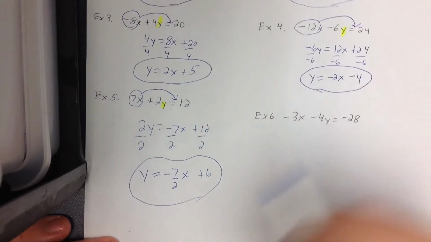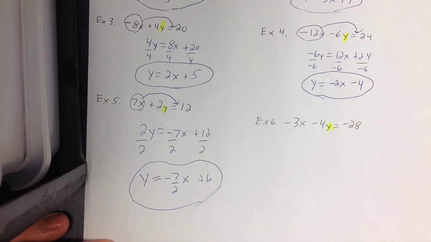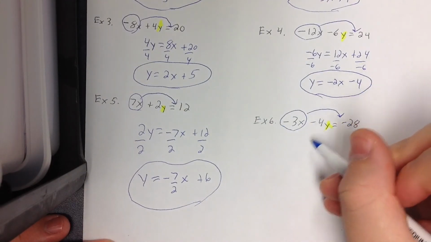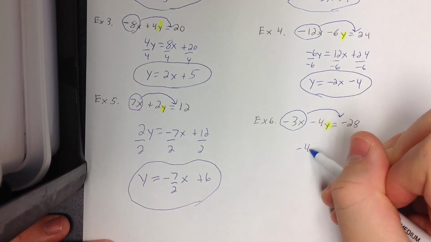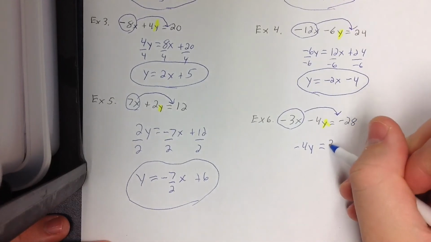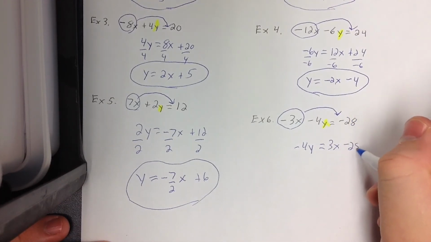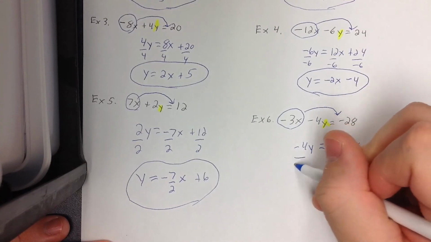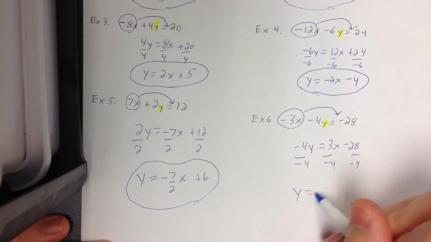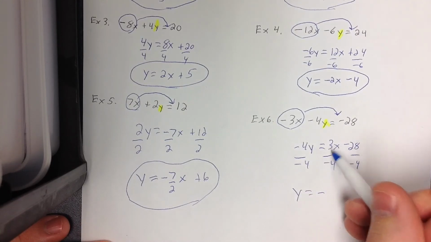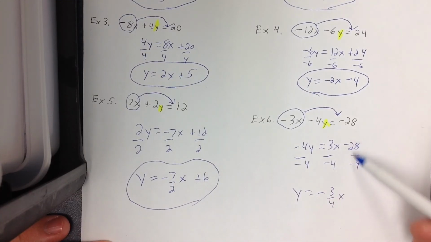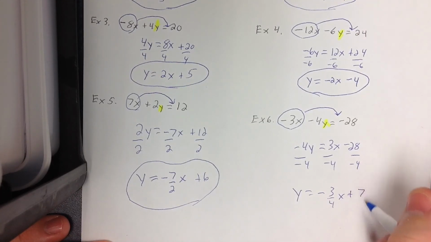Okay, example 6, again, trying to get the y by itself. So the negative 3x needs to get moved to the other side. So minus 4y, bring it down as a negative 4y equals, move it, so the minus 3x becomes a positive 3x, minus 28, and divide everything by negative 4. So I get 1y equals negative, because positive divided by a negative is a negative, 3/4 x. Negative divided by negative is a positive, and 28 divided by 4 is 7.